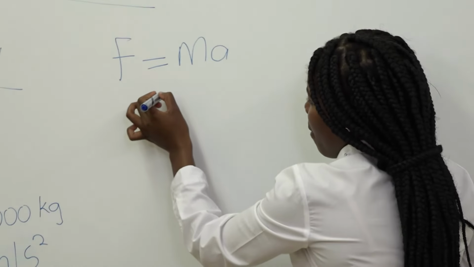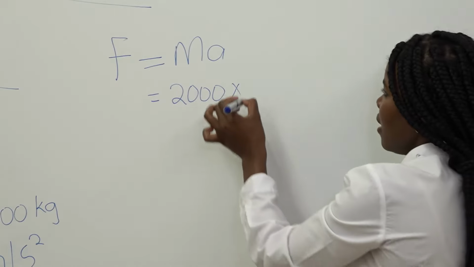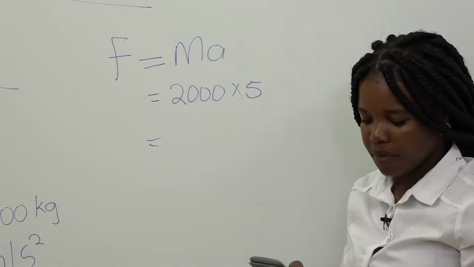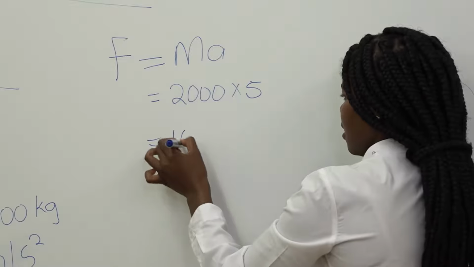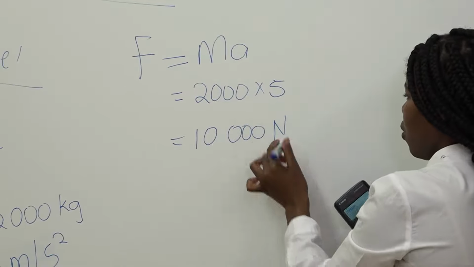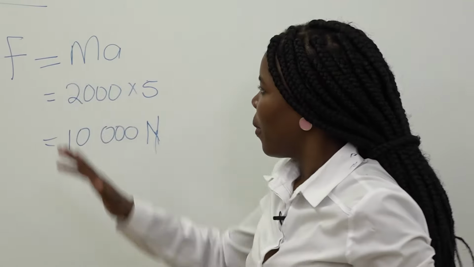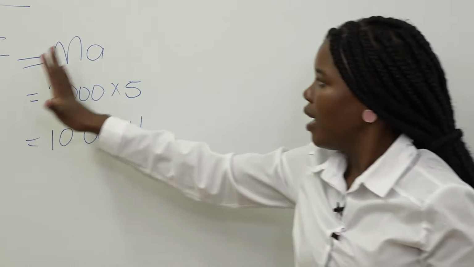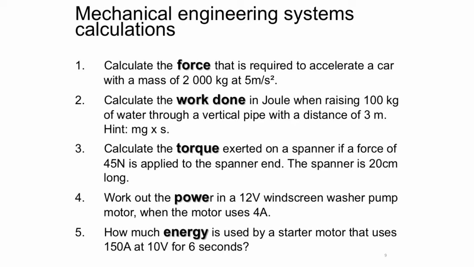And therefore, our mass is 2,000. Our acceleration we're given as 5. Therefore, 2,000 multiplied by 5, you get 10,000 newtons, of which newtons is the SI unit of a force. So I hope we understand and we are following from where we were extracting our data and where we did our actual calculation. So then, I want us now to look at number 2.